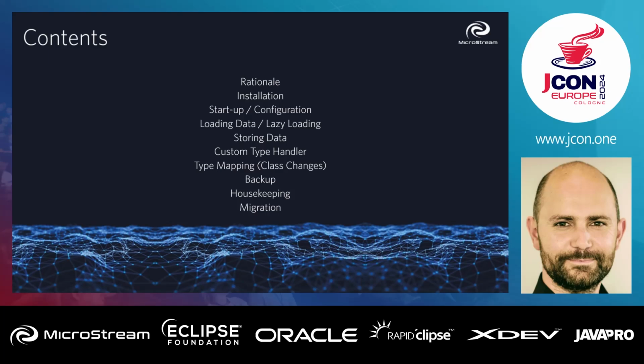For history reasons, the project was called MicroStream before, like the company, but then we moved it over to the Eclipse Foundation. Now there are two projects. The first one is the Eclipse serializer, which takes care of creating bytes out of objects and vice versa. And on top of it is the storage engine called EclipseStore.